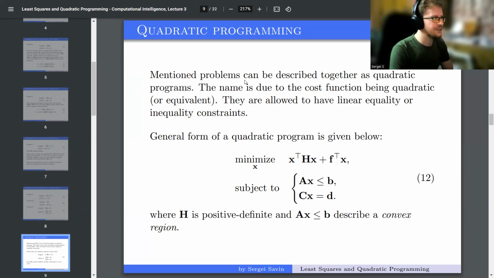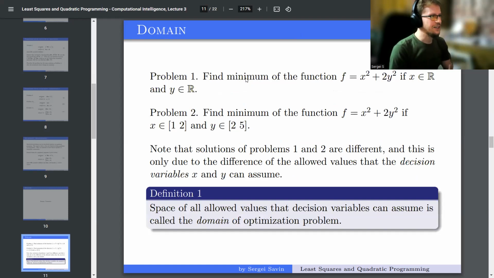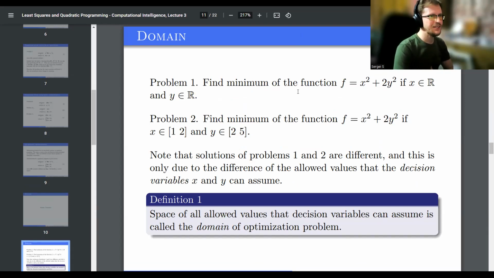So let me go to the second part of this lecture. That is domain and convexity. We'll finally understand why convex optimization comes up so often. All right, so let us first start by solving some very simple problems. So can someone solve for me the problem number 1?